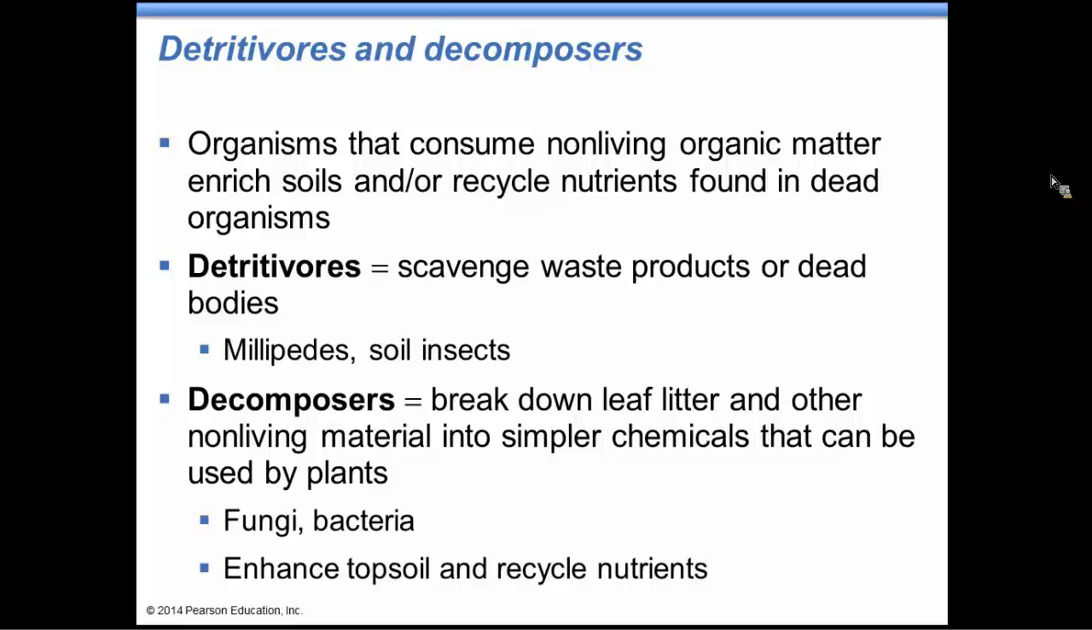So then another part of the trophic levels is the detritivores and the decomposers. And the detritivores are things like millipedes and soil insects that scavenge the waste products or dead bodies of their community members. And then decomposers, such as fungi and bacteria, break down leaf litter and other non-living matter into simple constituents that can be taken up and used by plants.